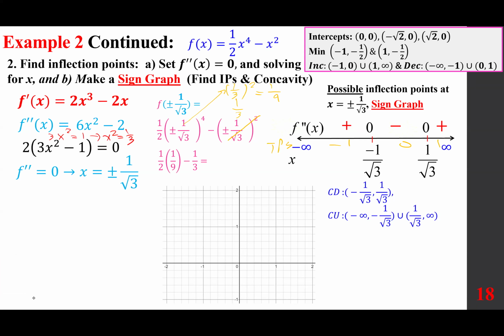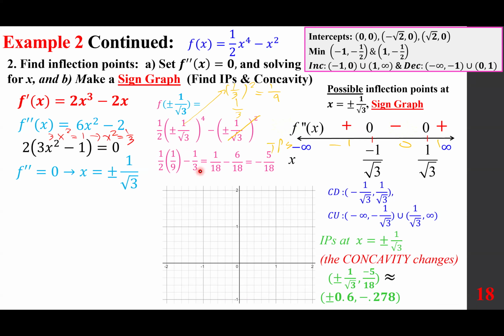So we write 1/2 times 1 over 9 minus 1/3. This gives us 1 over 18. This gives us 6 over 18. So -5 over 18. So we write the inflection points at plus minus 1 over square root of 3, comma minus 5 over 18. And this is an approximation for the sake of graphing, everybody.